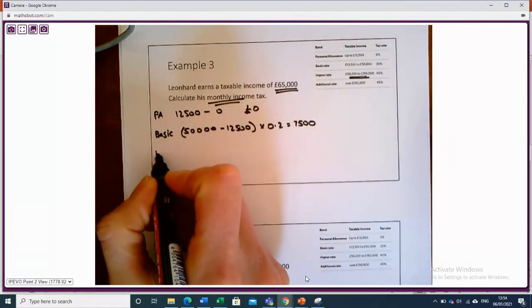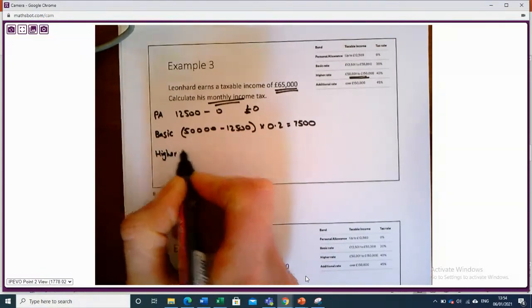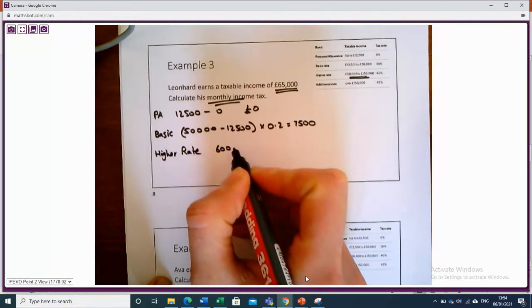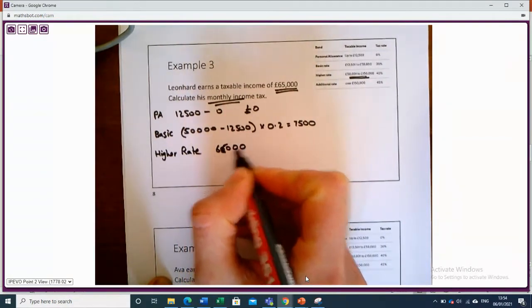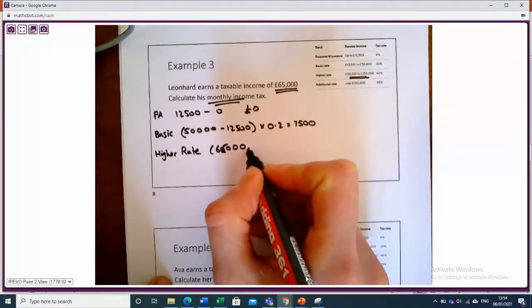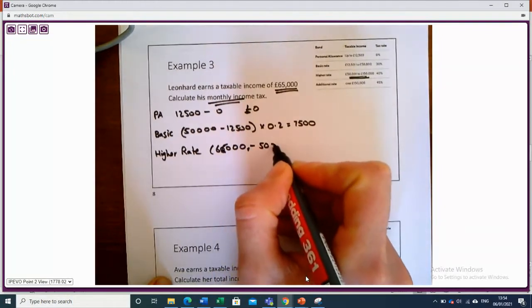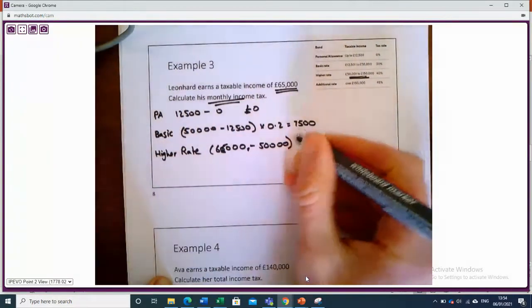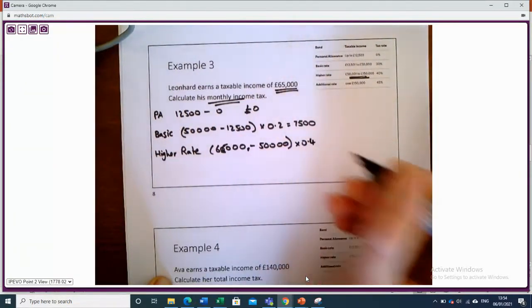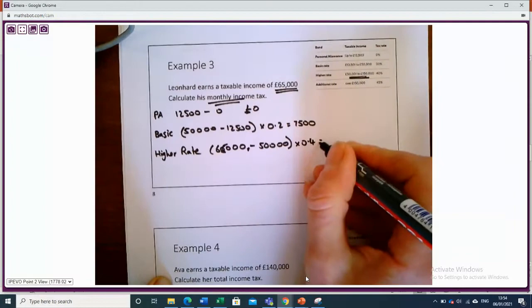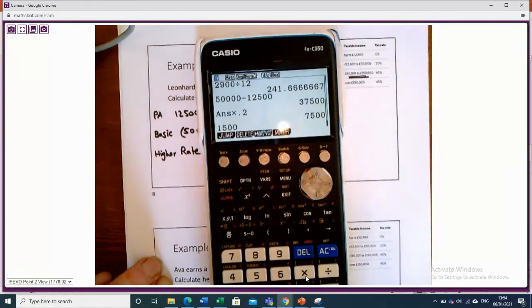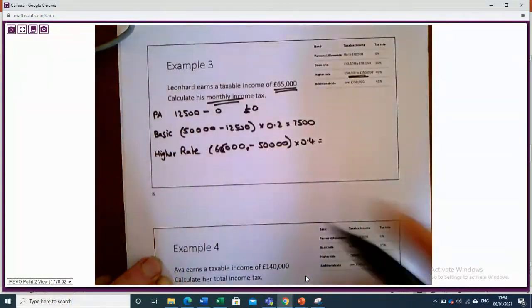You'll then pay the higher rate on the rest. £65,000, sorry about the mistake there. So that amount there, 40% is times by 0.4. So it's 15,000 times by 0.4, £6,000.